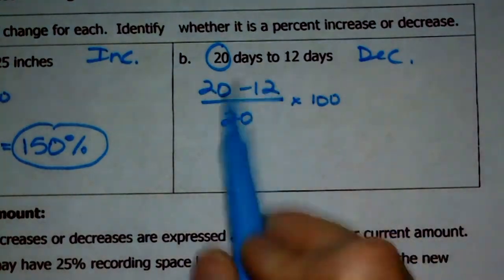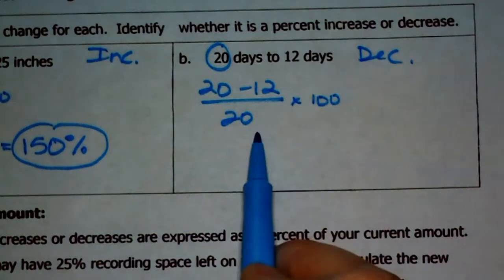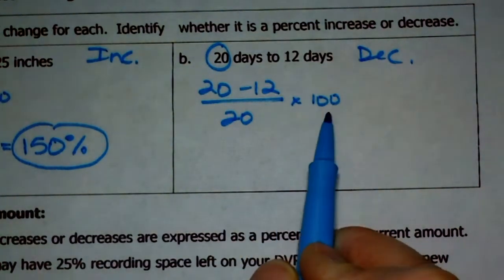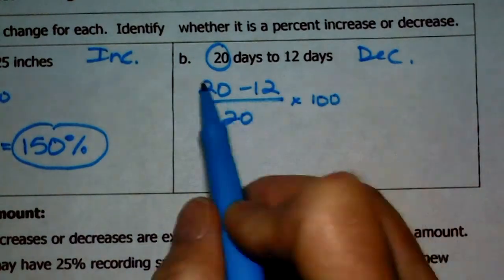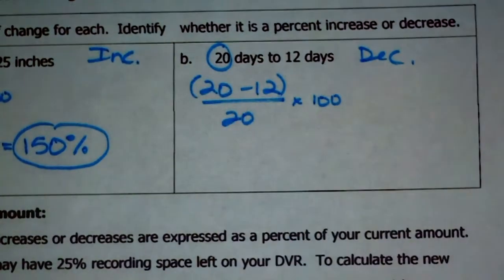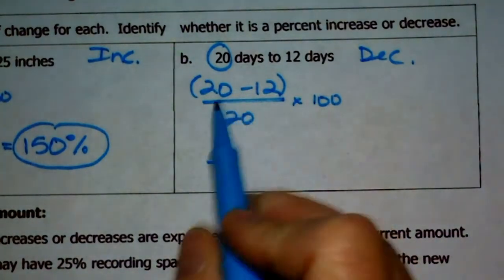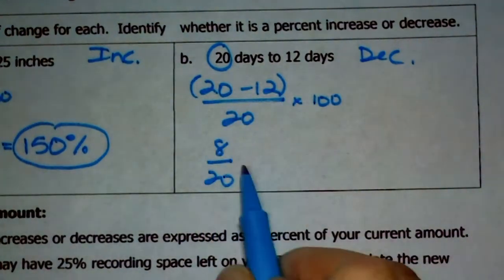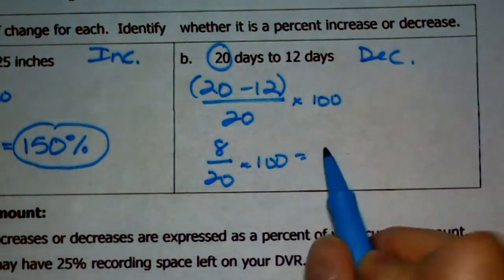So in other words, you couldn't just enter in your calculator 20 minus 12 divided by 20 times 100, because it would end up doing division before subtraction. If you wanted to use your calculator for the whole thing, you need to wrap that in parentheses so it knows to do that first. So what you're really doing is taking 8, because 20 minus 12 is 8, divided by 20 times 100. And when you do that, you get 40.